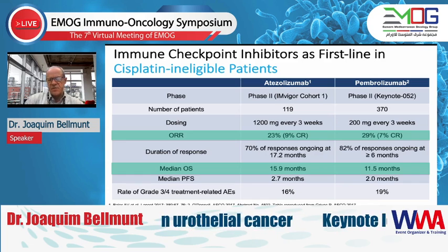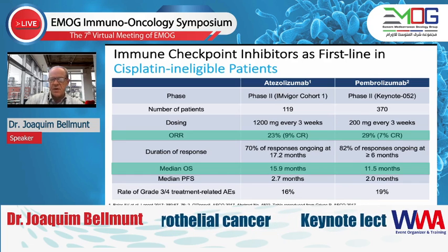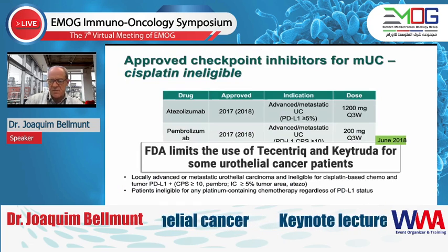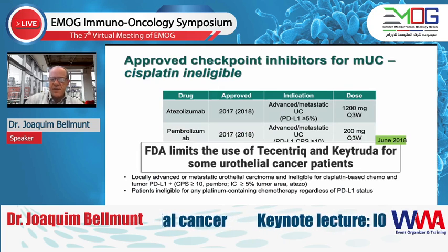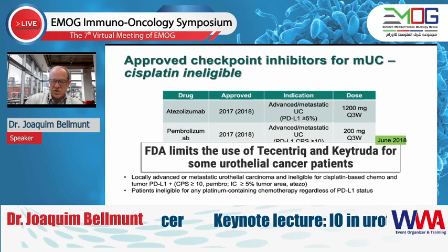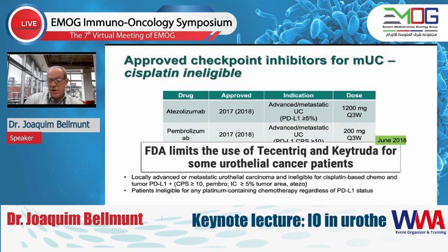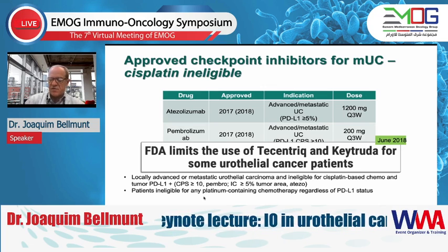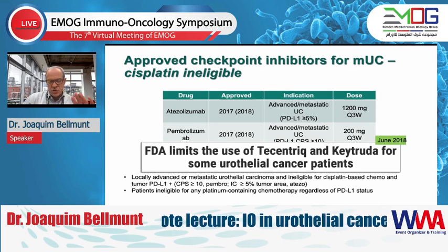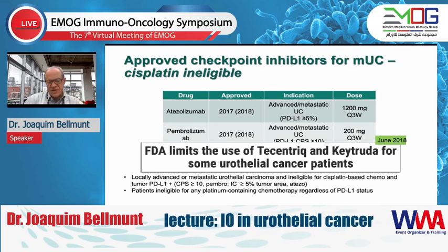But then, because the results of the phase 3 first-line trials became available, there was some refinement of this indication, and only patients who were PD-L1 positive were allowed to receive first-line atezolizumab or pembrolizumab. Or in the US, we have the option in patients who are ineligible for any type of chemotherapy. So that's the first-line setting, patients being unfit.